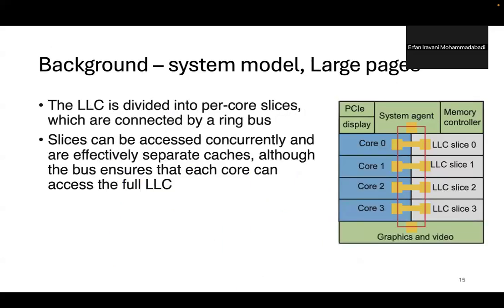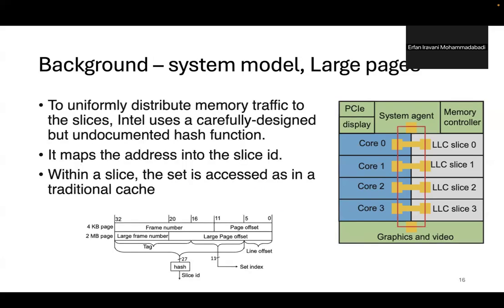Modern Intel processors also use a more complex architecture for the LLC to improve performance. The LLC is divided into per-core slices, which are connected by a ring bus, and the slices can be accessed concurrently and are basically separate caches. Although there's a bus that makes sure that each core can access all the slices.